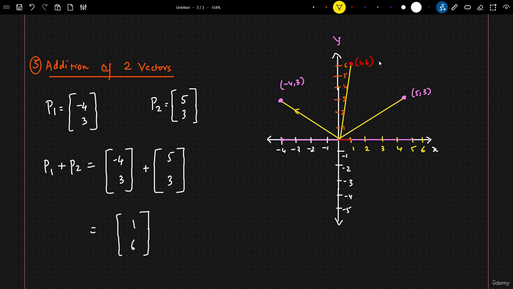But just understand what exactly is happening. Initially, we had this coordinate -4, 3, and we are just going to add another coordinate, that is 5, 3.